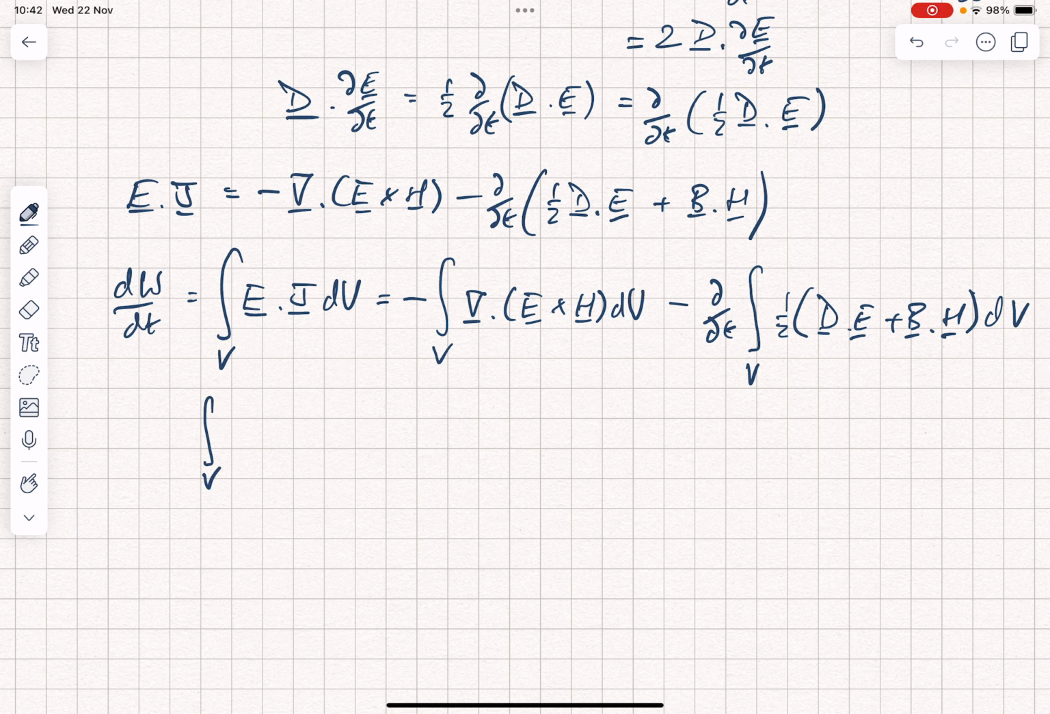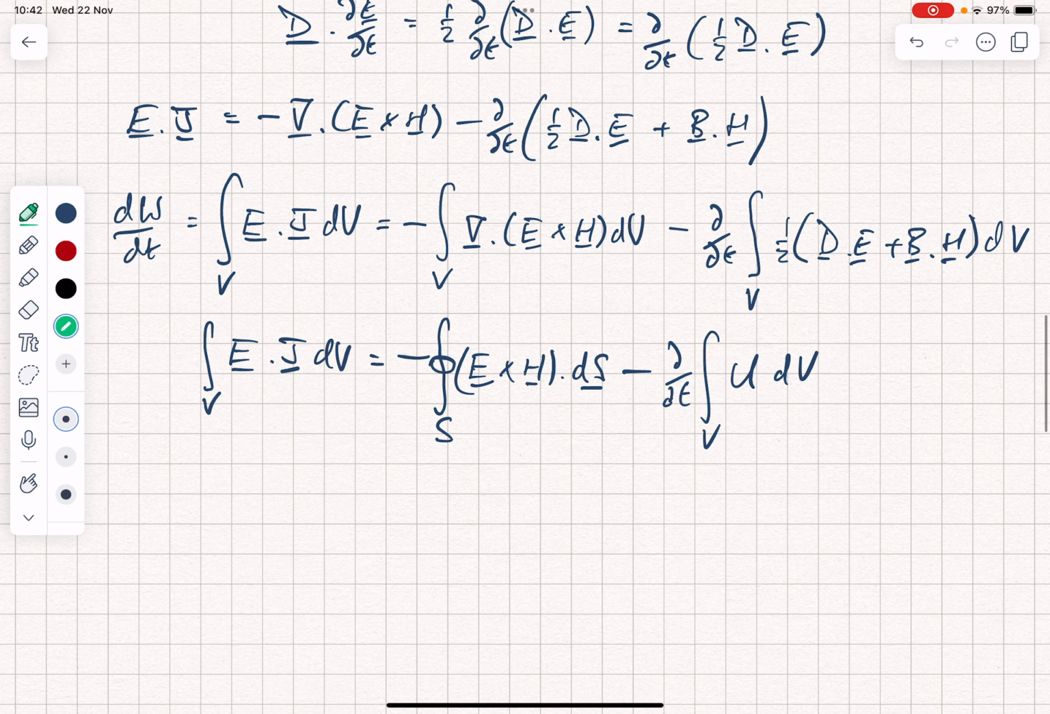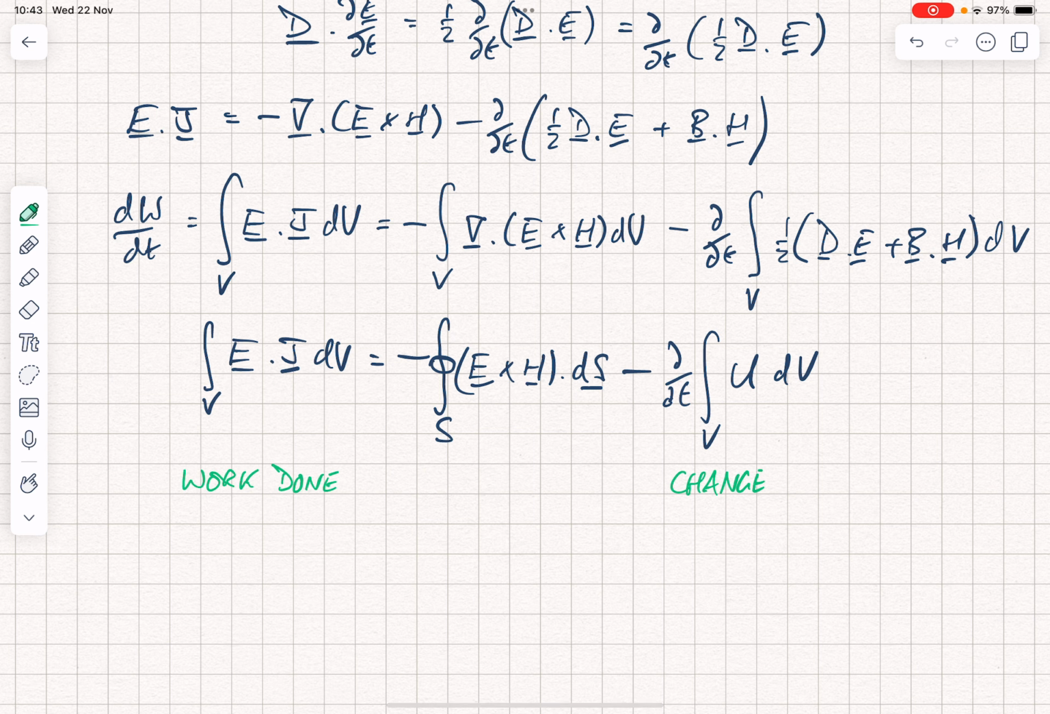And so again we can say that the volume integral of E dot J dV is equal to minus, now I'm going to use the divergence theorem and convert the volume integral of a div into the closed surface integral of the quantity that was inside the div, that's E cross H dot dS, minus d by dt of the volume integral of u, the energy density. So now we have the following. We have the work done by the fields. We have the change with time of the energy stored in the fields.